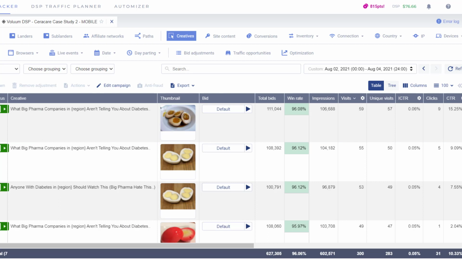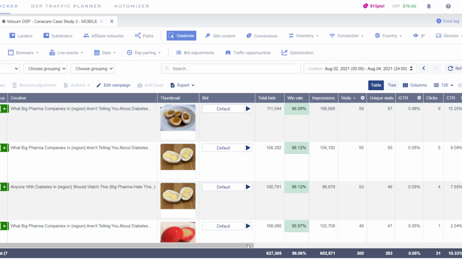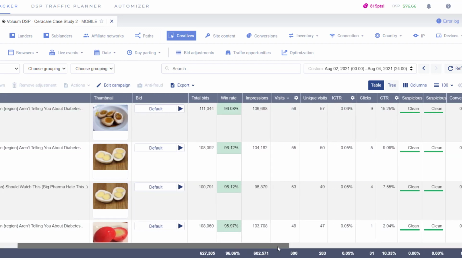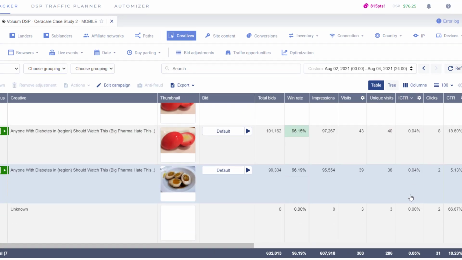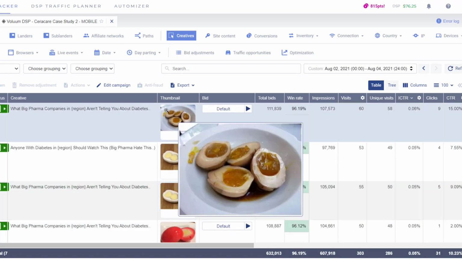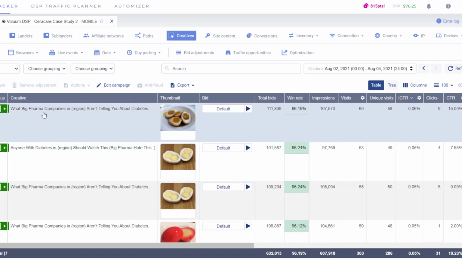So one of the first things I would do is come and see which ads are doing the best. And to do that, I would sort by the ICTR, which is right here. So we got 6 all the way down to 4. So this one performed way worse than this top one up here, but it was the same image, so that tells me that this headline is probably really good.